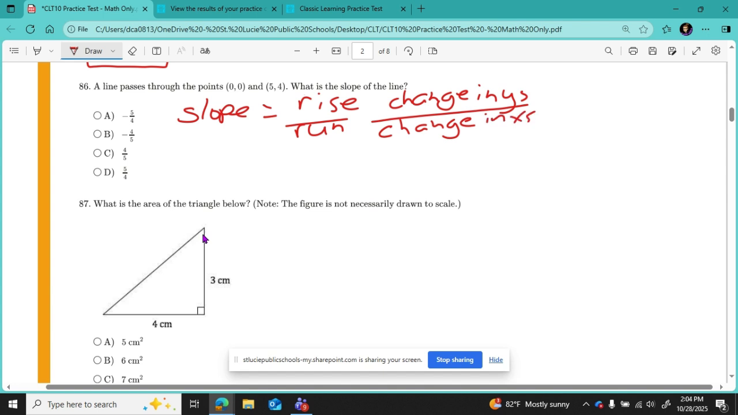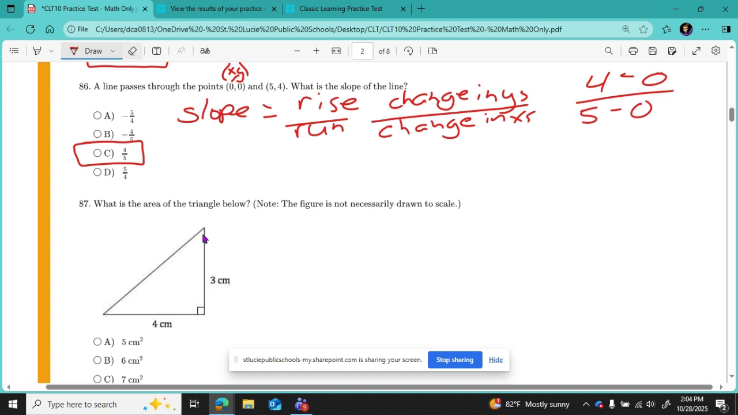So if we look here, our ordered pairs go x, y, x, y. So if I look at my y's, they go from 0 to 4. I'm going to write that as 4 minus 0 over my change in my x's. My x's are 0 and 5. And since I started with the 4 for my y, I have to start with the 5 for my x. 5 minus 0. That's going to simplify to 4 over 5, which is the correct answer.